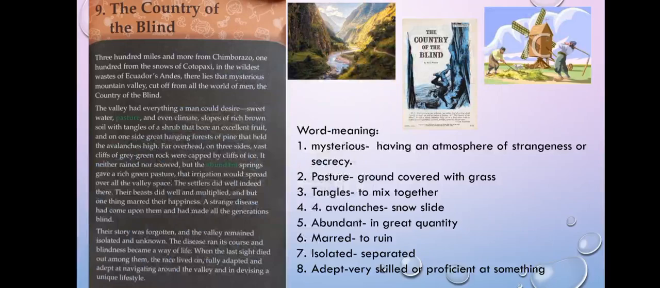The settlers did well indeed there. Those who lived there, they were very happy, they did well. Their beasts did well and multiplied. So even the beasts or the animals also, they were also happy, they were also giving birth to young ones. So multiplied in number.